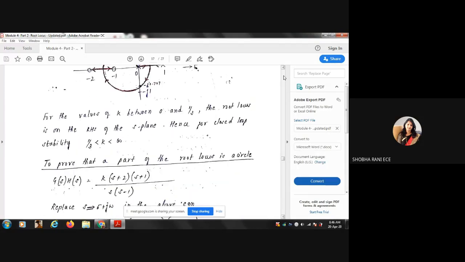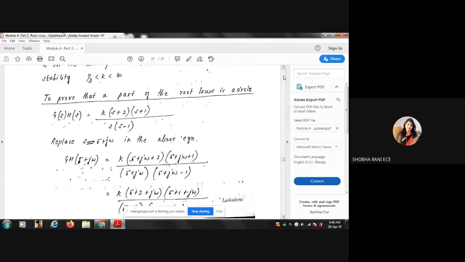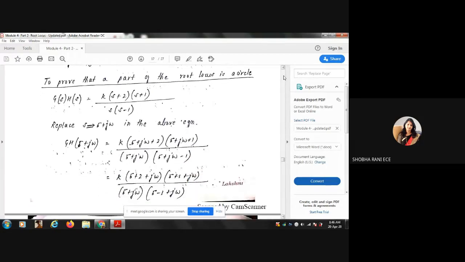So now, to prove that the part of the root locus is a circle, let us follow the same procedure like how we did in the previous problem. G of s, H of s is given to you. Replace s by sigma plus j omega in the above equation. So when I do that, I get G into H. You can write G of sigma plus j omega, H of sigma plus j omega. But to simplify my calculation and my writing, I have written G H of sigma plus j omega.